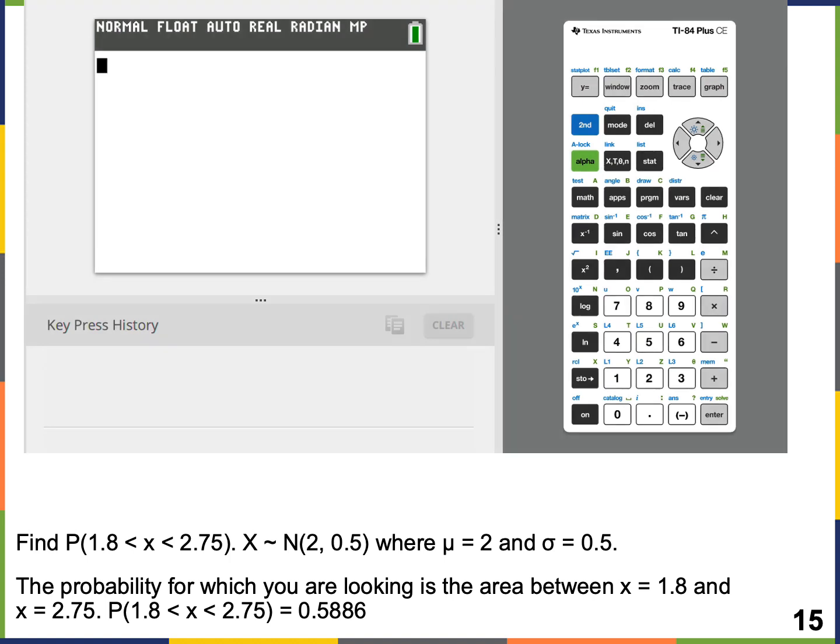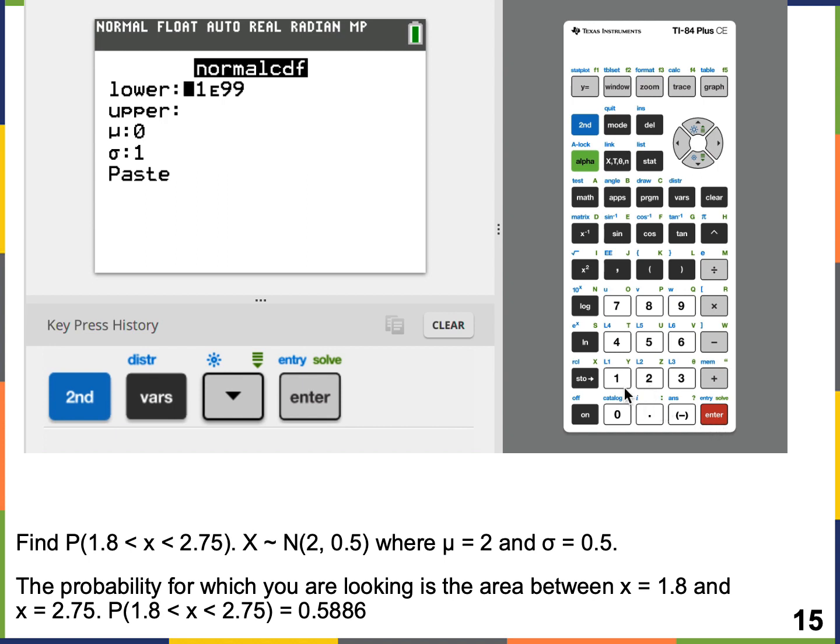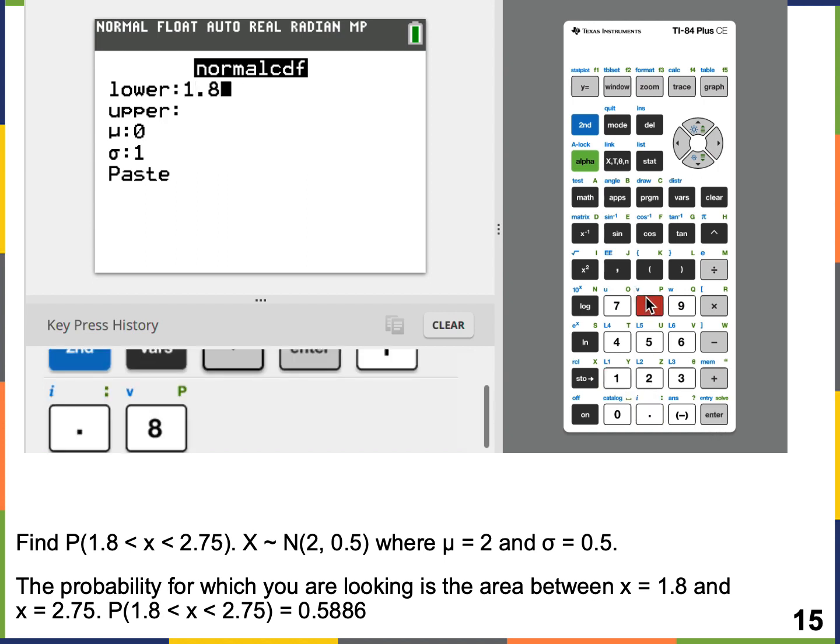Okay, guys, so this is the case where you're trying to find the area between two values. We're trying to find the probability that x occurs from 1.8 to 2.75. It's pretty simple. Like before, second, distribution, go down to normal CDF, enter. Now my lower bound is going to be 1.8 in this case, and my upper bound is going to be 2.75.